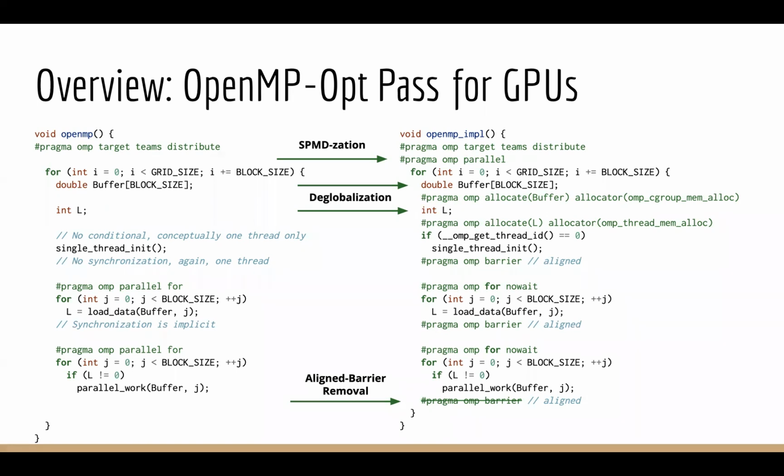Okay, so this is a very high level view of what some sufficiently complex OpenMP kernel might look like. We use the target teams distribute clause to distribute the executions of this first loop across the blocks on the device. Then we allocate a buffer that each block will use, and a single flag variable. We also do some single thread initialization code, but because we are inside a target region, that will be conceptually executed by a single thread. And then we actually do the parallel work on that big data.